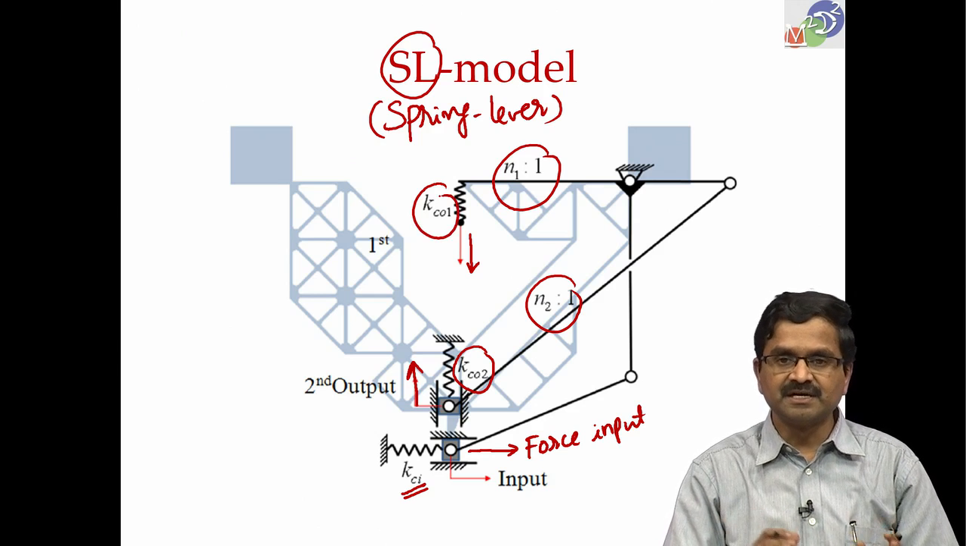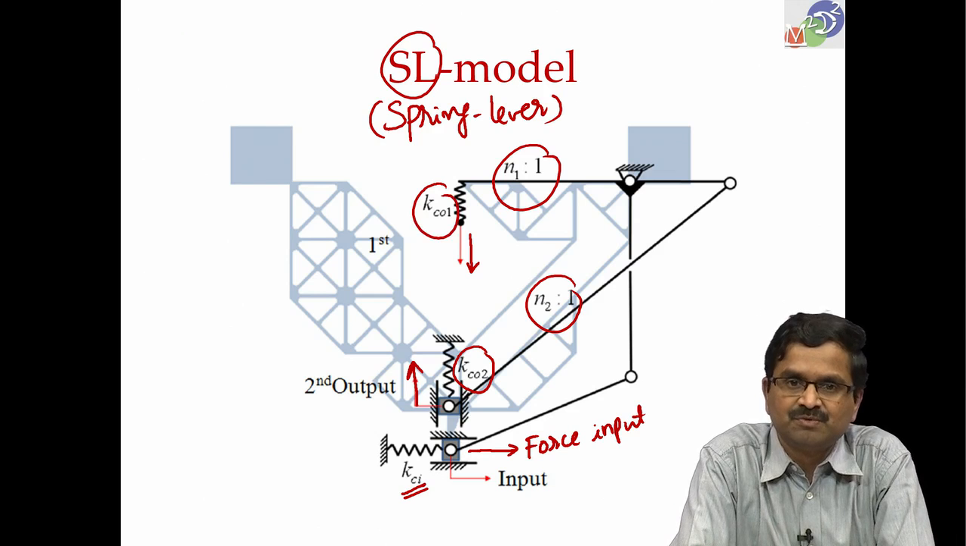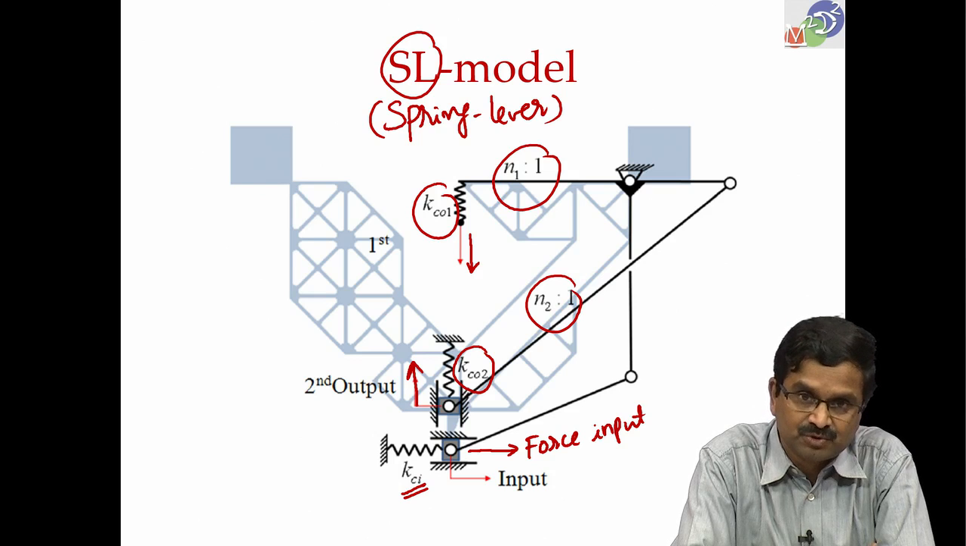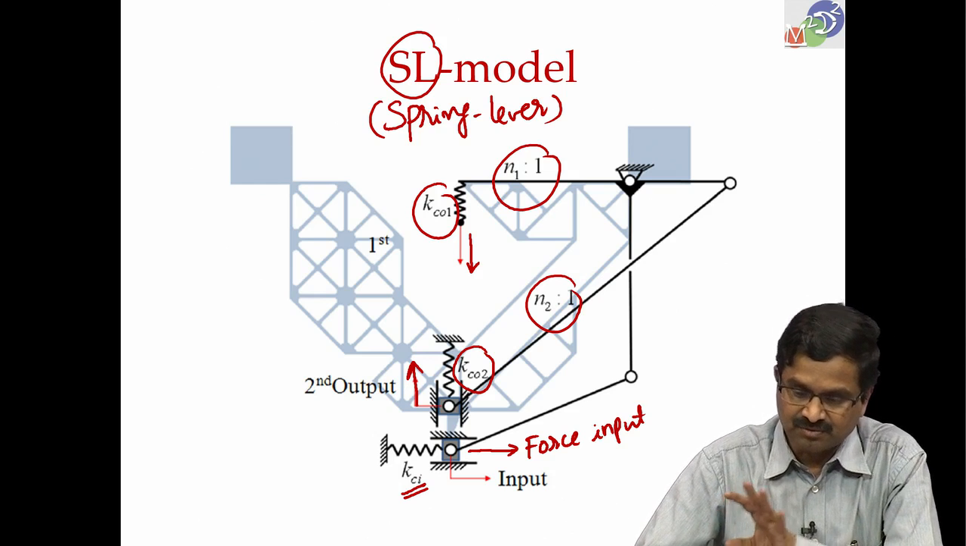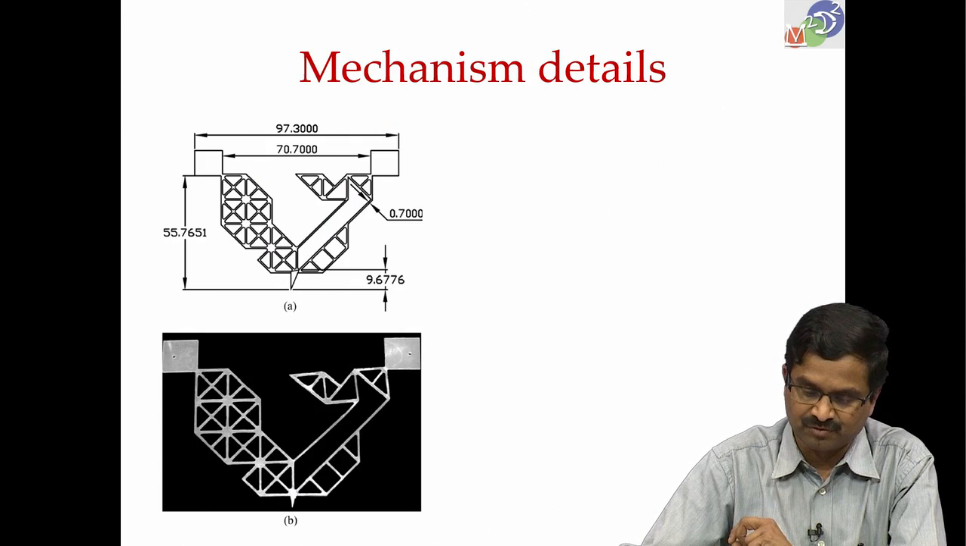Earlier we had taken a single input single output spring lever model where you had KCI, KCO and N, but now we have one input KCI and then KCO1, KCO2, and there are N1 and N2 leverage ratios. Okay. So, that is how this model was built, so that we can design for a particular cutting force.